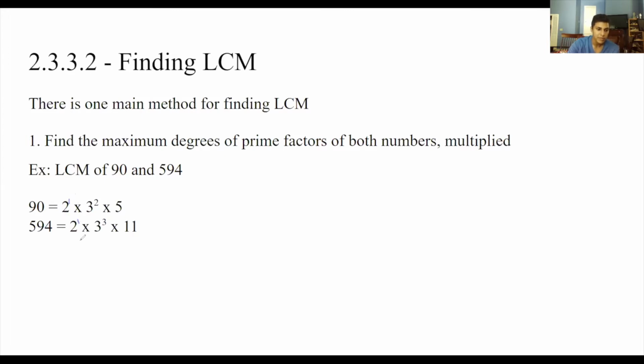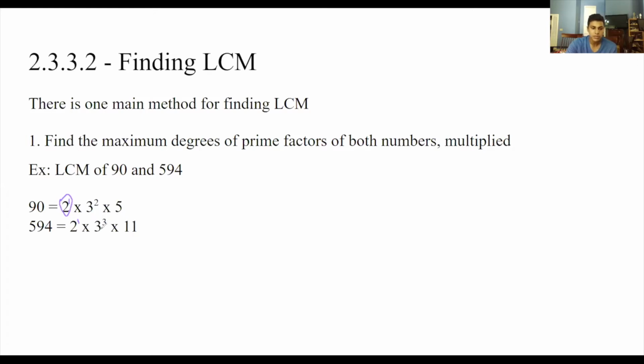Because when you just have the number 2 or you have any prime factor on its own, it means it's the power of 1. So now we need to find the maximum degree of the prime factor in either of the prime factorizations. Well, the maximum degree of 2 that we see in either of the prime factorizations is just 2 to the 1. Next, if we move on to 3, 3 is our next prime factor in both of these prime factorizations.